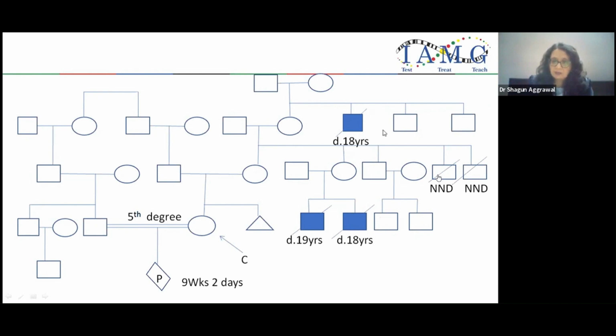So no genetic evaluation had been done for these individuals and no testing had been performed. But if we just look at this pedigree, just by looking at it, we can immediately make out that this looks like an X-linked recessive inheritance pattern. We have only males affected, and all these males are connected through asymptomatic females in the family. So this certainly looks to be an X-linked recessive condition.